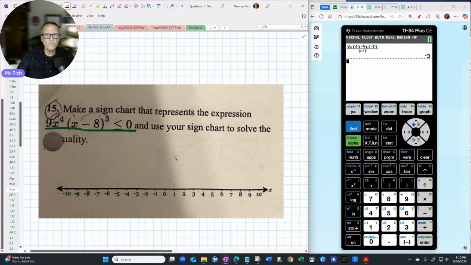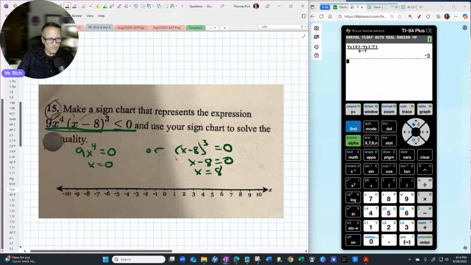Since it's in its factored form, I can determine when this function on the left side is going to be equal to 0. It's going to be equal to 0 when either the first factor is 0 or when the second factor, x minus 8 to the third, is equal to 0. I'm going to solve both of those. This is very easy. I would divide by 9 and take the fourth root. x equals 0 is the solution. Here I would take the third root of both sides, giving me x minus 8 equals 0 and x equals 8.